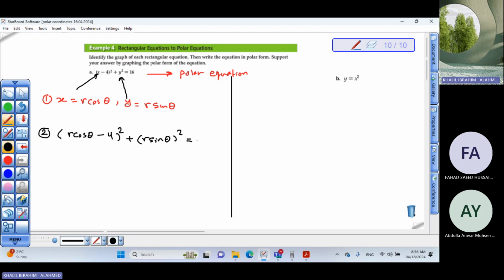squared equals 16. We removed each x and y from this equation. All the components of the equation are now r and theta. This equation in step 2, we can say, is a polar equation. Why? Because all the components of this equation, r and theta, are polar coordinates, right? Is it clear for all? Mr. Abdullah, Mr. Fahd, is it clear?